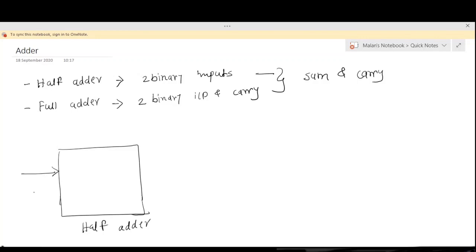Half adder takes two binary inputs, input A, input B. These are the binary values, and it gives the output as a sum and carry. This is a half adder. It is the output and this is the input. Similarly, when we are performing the addition of three inputs and the output is generated in the form of sum and carry, that adder is the full adder. First we'll discuss the half adder, then we'll go for the full adder.